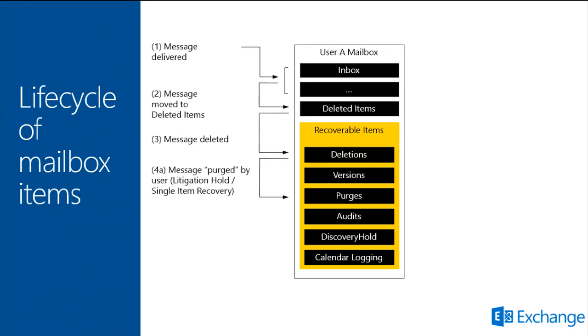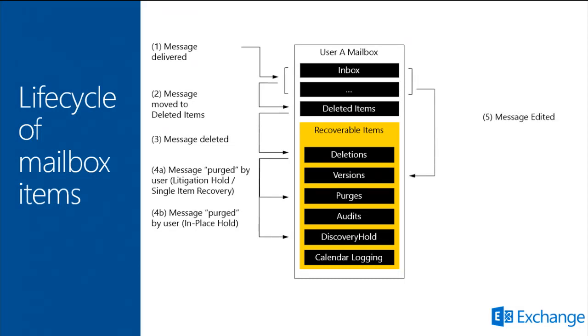Now, messages are purged by the user. So the user goes to recover deleted items, deletes the message. He thinks it's permanently gone. But if the user is on hold, that message is simply hidden from the user's view. They don't know it exists, but it exists. So that's the idea of immutability here. The other thing is, messages purged by the user go into the discovery hold folder. So any message that the user tried to delete permanently.